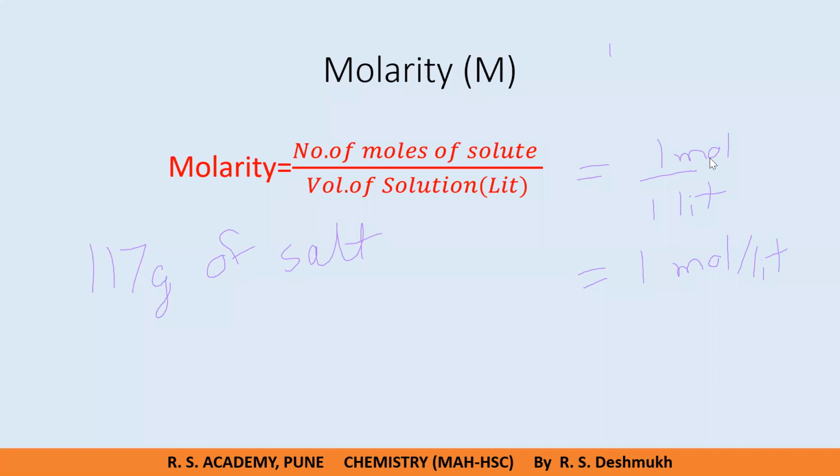Suppose I have taken 1 liter of water and if I add 117 gram of salt to it, what will happen? किती लिटर तयार होईल? समजा सॉल्टची पण डेन्सिटी 1 असेल तर. येस, एनीवन?